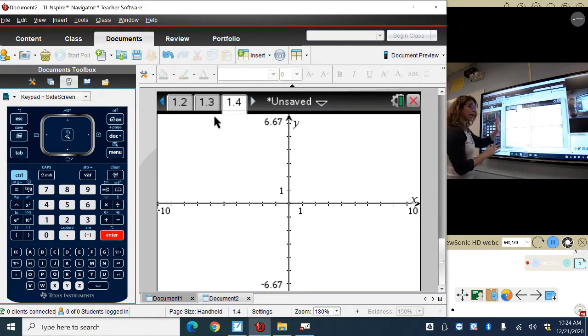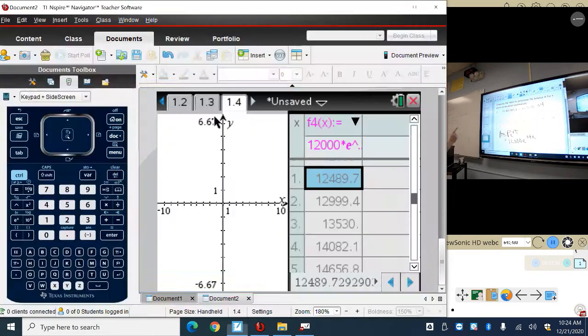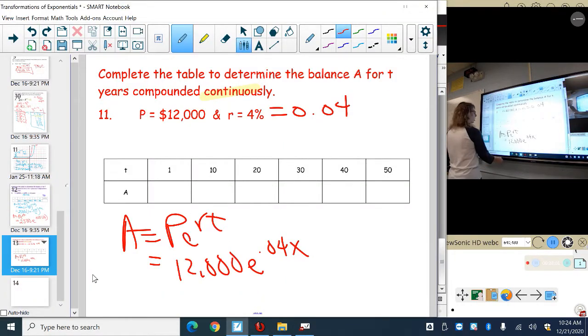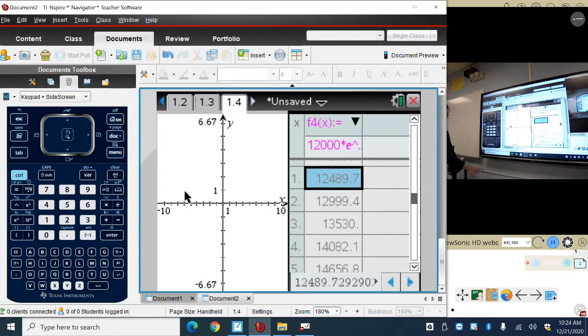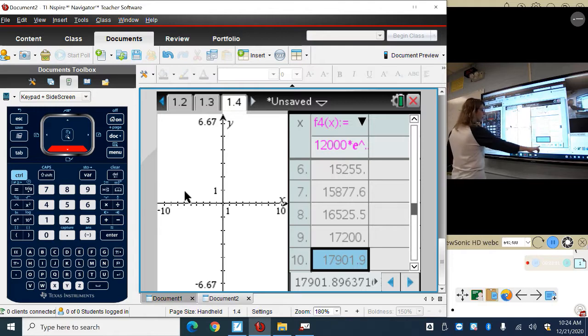And then I don't care about the graph, so I'm going to hit Control T or go to my table. And I'm simply going to scroll and look to see what my value is. Well, at 1 year, I'm going to have $12,489.73. Then at 10 years, I simply scroll down here to 10, and I look down here again.